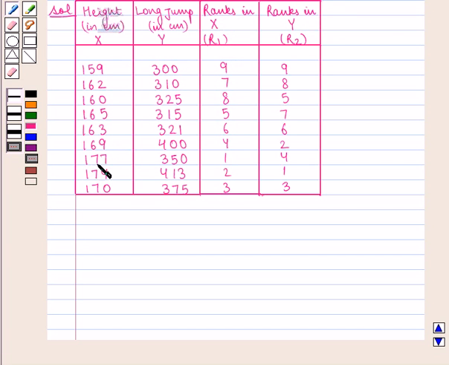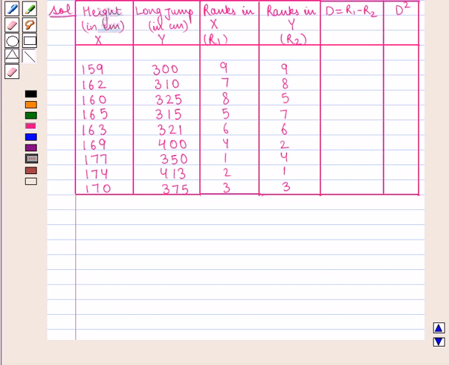Since the highest height is 177 cm, rank 1 is assigned to it, and the lowest height is 159 cm, therefore rank 9 is assigned to it. Similarly, the highest measurement of the long jump is 413 cm and the lowest measure is 300 cm, with their respective ranks as 1 and 9. Now we shall find out the difference of the two ranks and the square of their difference.